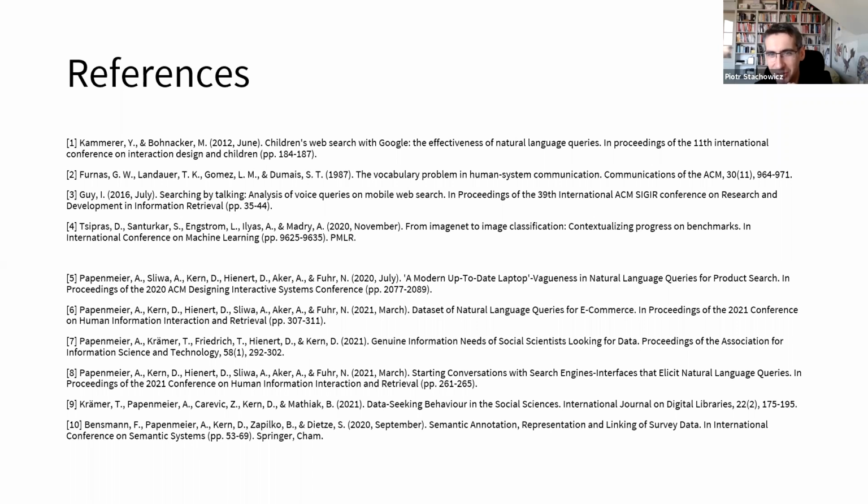Sure. I think we went through the list. No, one more. What do you think the future holds? Oh, that's a very broad question. Will keyword search be a thing of the past? Well, I hope it is.